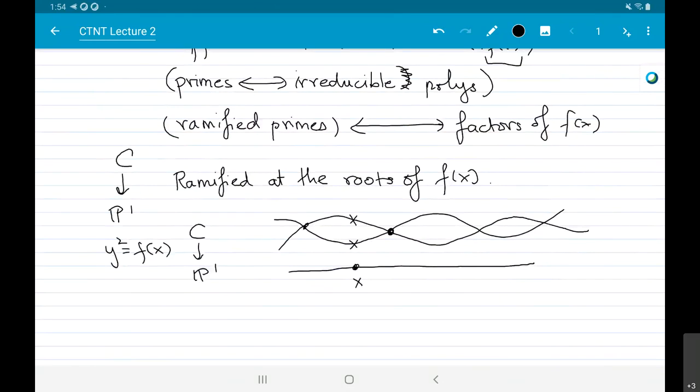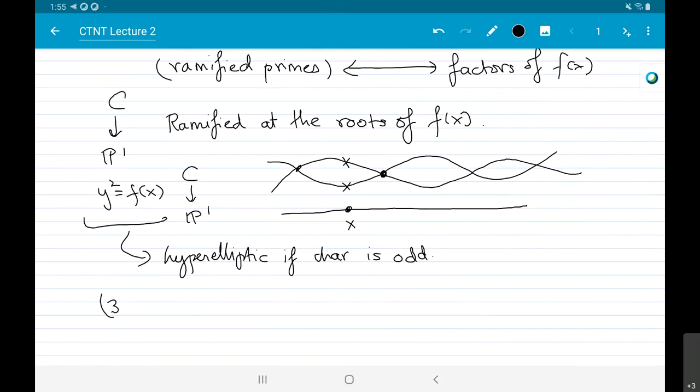So I should say here that this is hyperelliptic if P is an odd prime. So hyperelliptic if the characteristic is odd. In even characteristic, you have some other form.